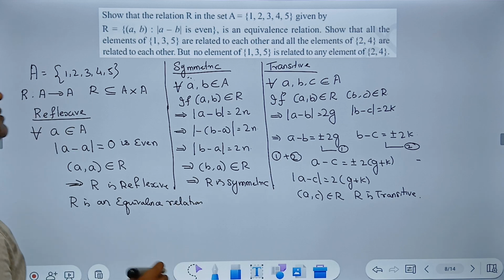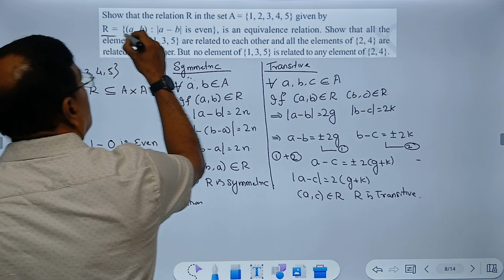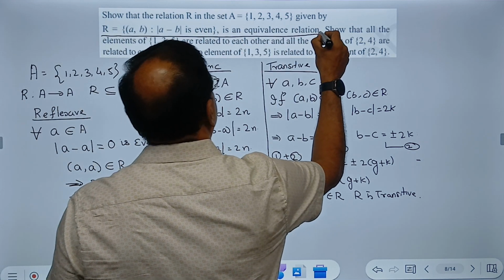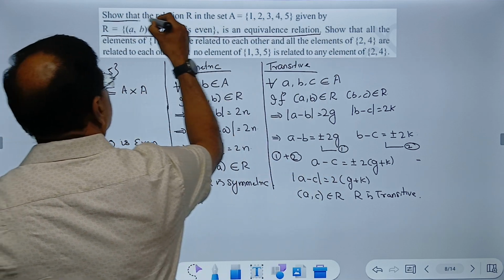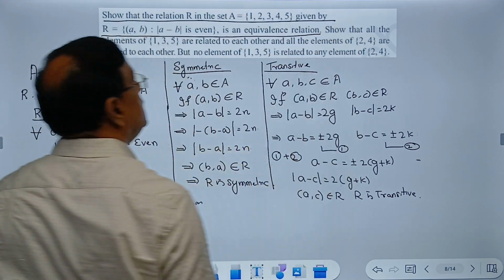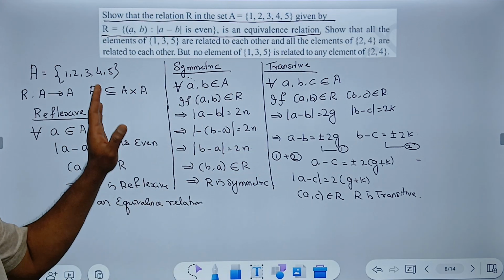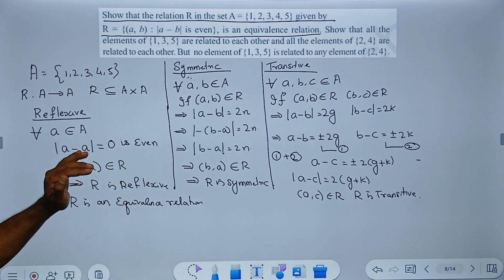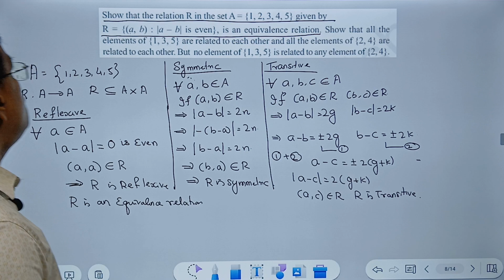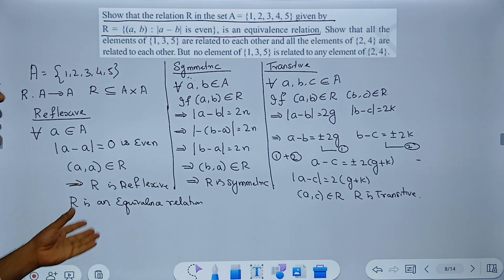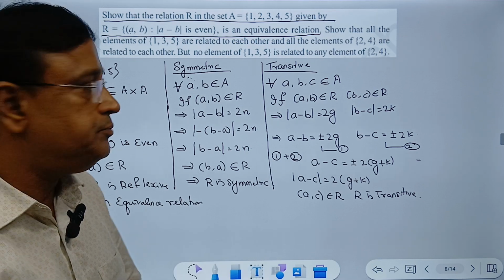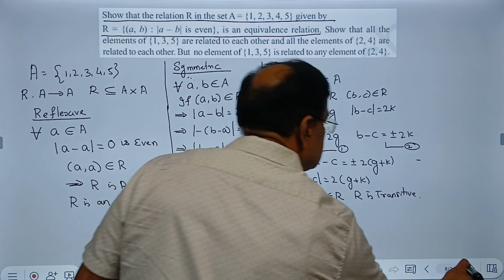That finishes the first part of the question. Show that R is an equivalence relation. Here R is a relation from where to where? R is a relation from A to A. It is a set A to A. That is the first part of the question. Now what is the second part of the question? Show that all the elements of {1, 3, 5} are related to each other. Okay. So second part. So let's go to the next page.